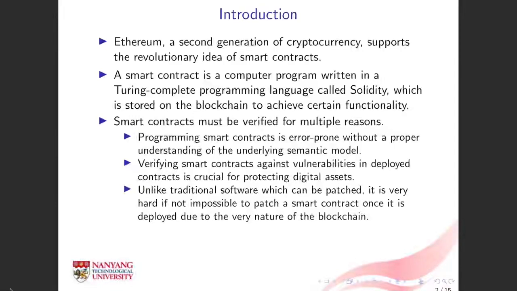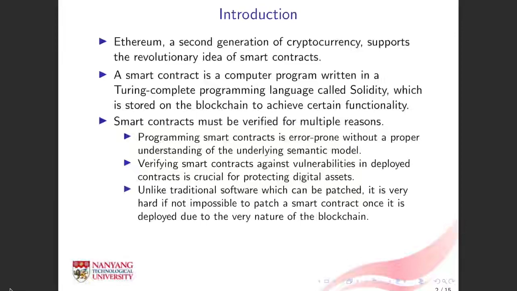A smart contract is a computer program written in a Turing-complete programming language called Solidity, which is stored on a blockchain to achieve certain functionality. Smart contracts benefit from the features of the blockchain in various aspects. For instance, it is not necessary to have an external trusted authority to achieve consensus, and transactions through smart contracts are always traceable and credible.